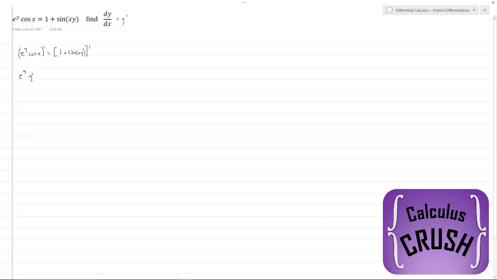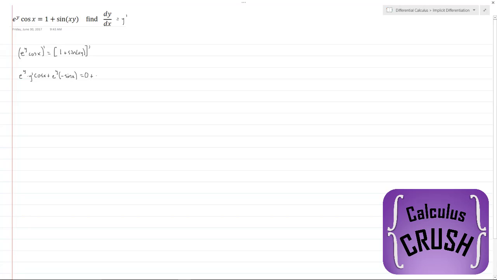So that's the derivative of the first times the second, which is just cos x, plus the first, which is e to the y, times the derivative of the second. The derivative of cosine is minus sine x. And that is equal to, now we need to take the derivative of the right hand side, so the derivative of 1 is just 0, maybe I'll write it for this time here, plus the derivative of sine of xy.